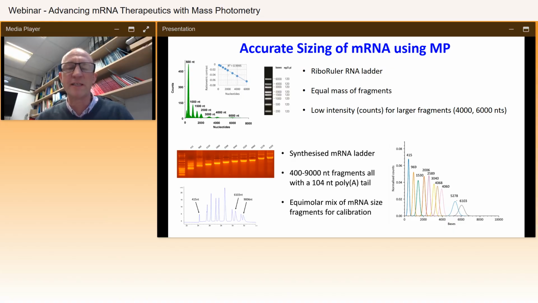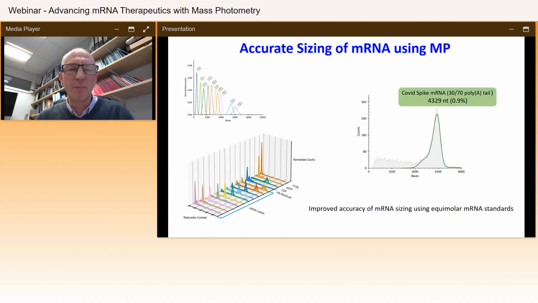And then what we could do is generate an equimolar mix of the mRNA fragments and put that into the mass photometer, and this is what's seen on the right-hand side of the slide now, where the signal intensity pretty much stays the same across all the different fragments, and we believe this was a better RNA standard to use in the mass photometry workflow.